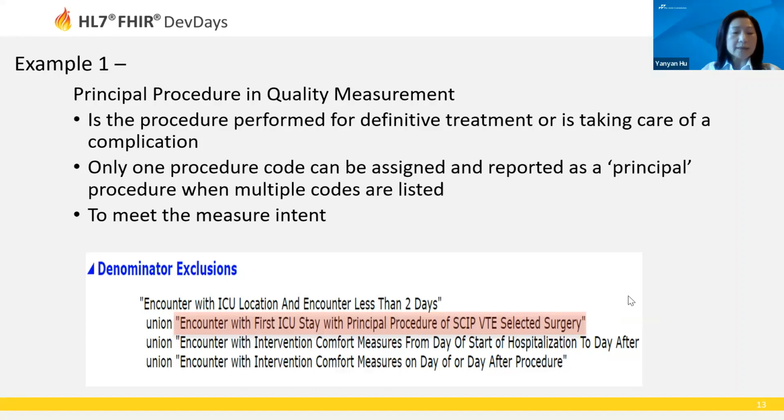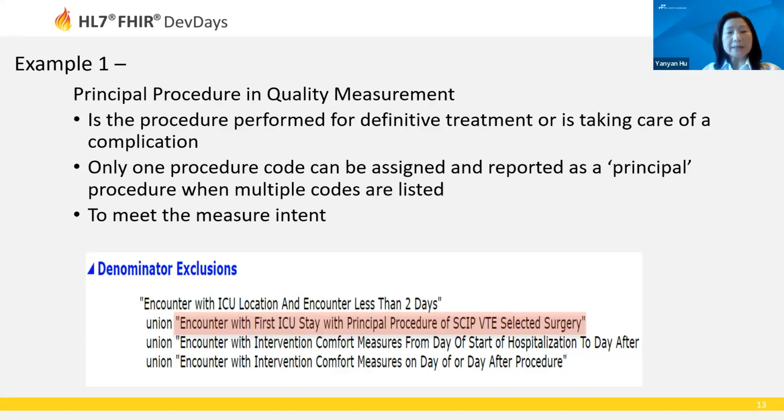Usually it is stored as the first code on the procedure list. One patient could have multiple surgical procedures performed during the encounter, but only one procedure code can be reported as principal. This is very important for a quality measure to define a principal procedure to meet the measure intent. For example, one of our measures is excluding some selective surgery monitored in the Surgical Care Improvement Project.